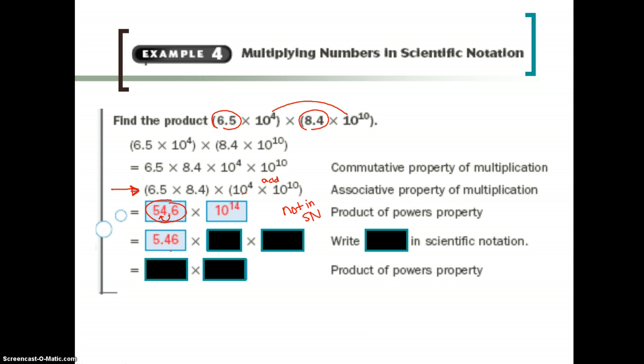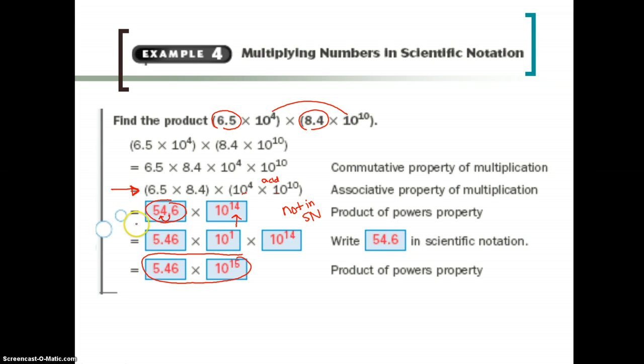Because I moved it over one spot, I'm going to add another power of 10, which means I add 1 to the 14. So I'm going to get 5.46 times 10 to the 15th power. This is now scientific notation. Be careful that you don't just stop here. You have to make sure it's in scientific notation, that the number is between 1 but less than 10.